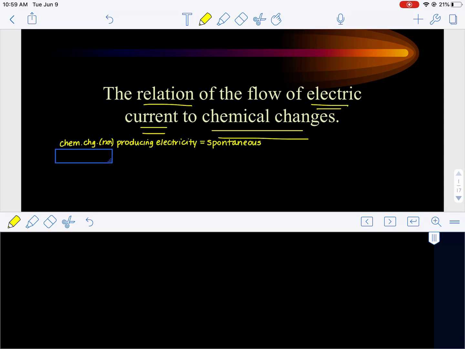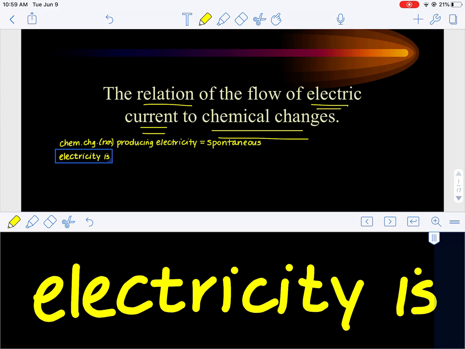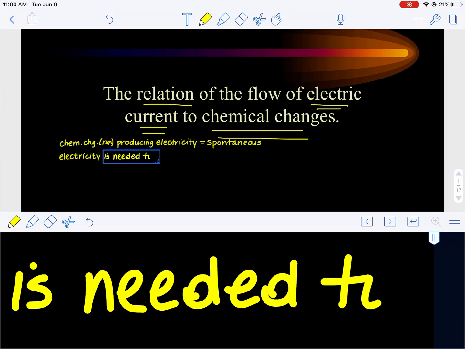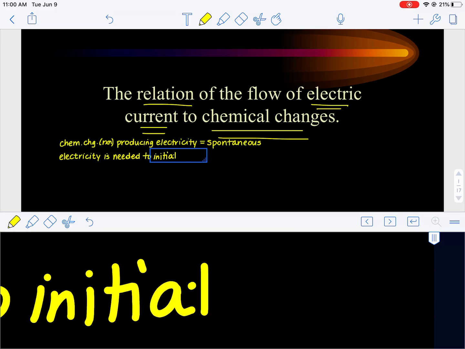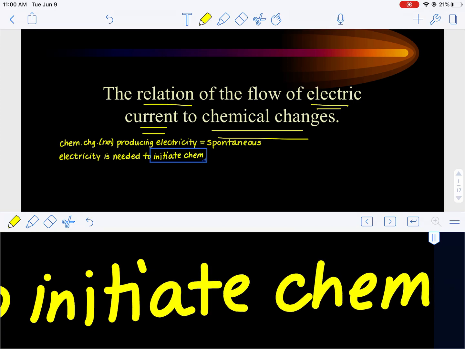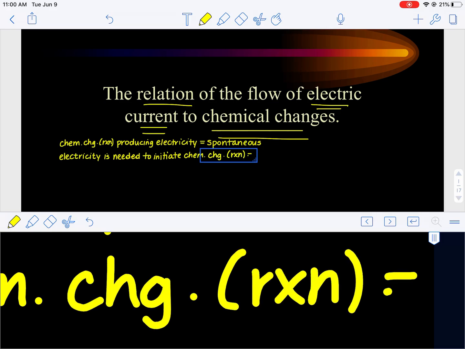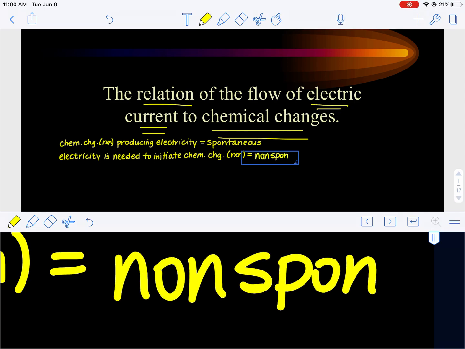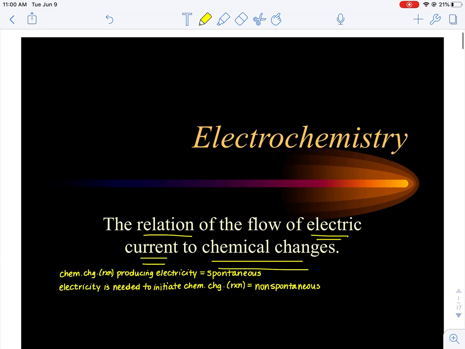If we had the reverse circumstance, where electricity is needed to initiate the chemical reaction or change, that is non-spontaneous. Humans are interfering and forcing the situation. Nature does not want that to happen naturally.